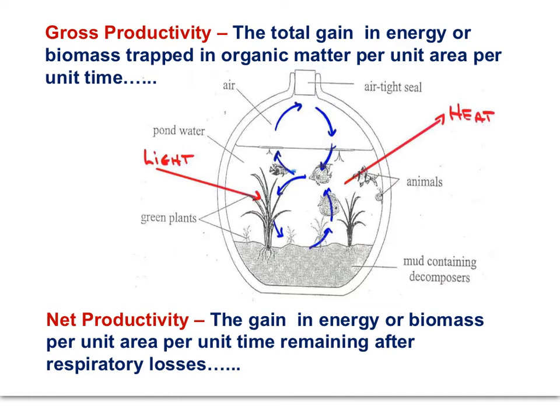the consumer. Now, net productivity is the gain in energy or biomass per unit area per unit time remaining after organisms use some of the energy for their own needs. In other words, after respiratory losses. And respiration releases heat to the universe, increasing the entropy of the system.